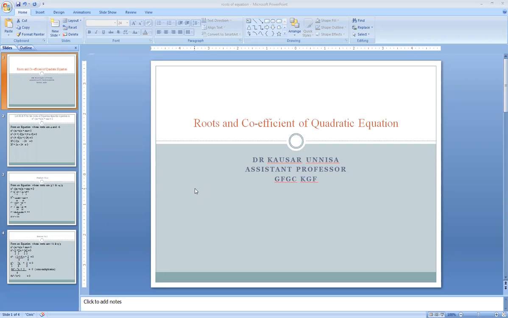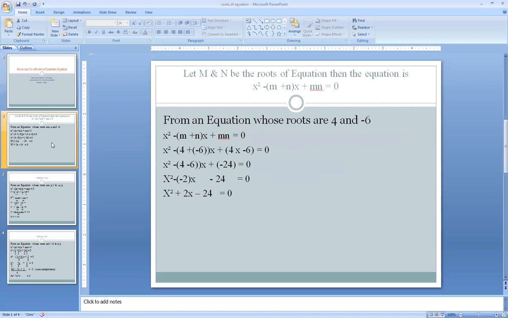In the previous class we came across quadratic equations, both the factorization method as well as the formula method. So today in this class we are going to have a discussion on the form of an equation, how to frame the equations. Let us see the first question.